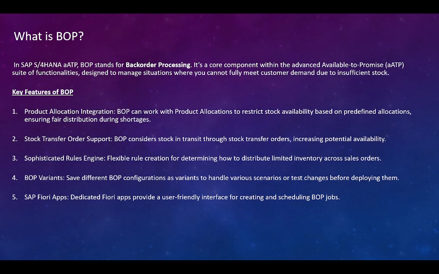What is backorder processing? Backorder processing is a key component within SAP S/4HANA's ATP suite that allows you to adapt, reschedule, and manage customer orders when facing supply chain disruptions or shifts in demand. Key features of backorder processing include product allocation integration, stock transfer order support, a sophisticated rules engine, backorder processing variants, and dedicated Fiori apps. We will cover all these features in our system demo.